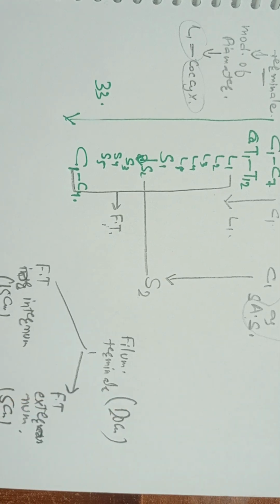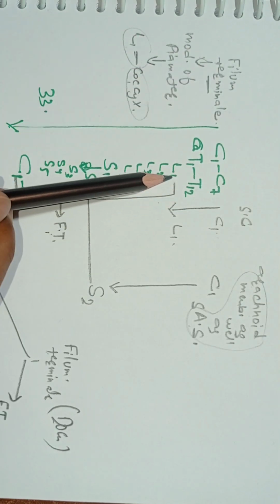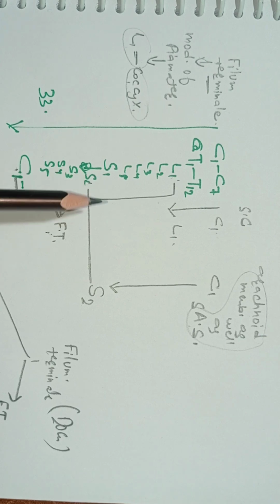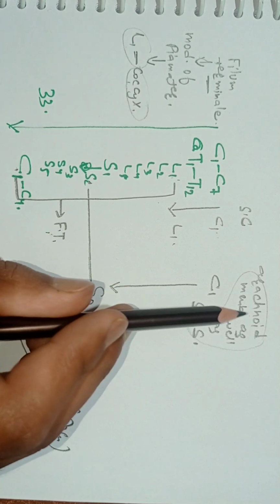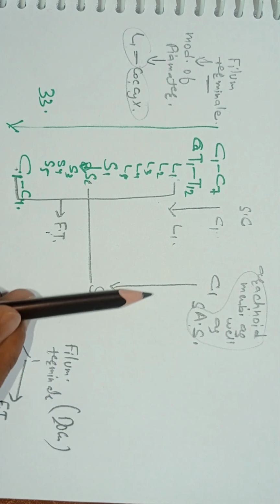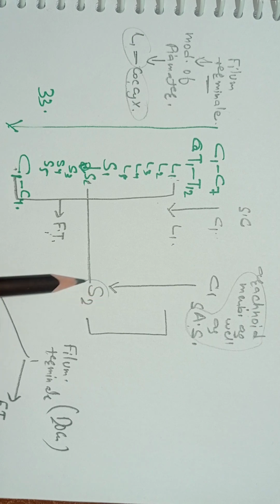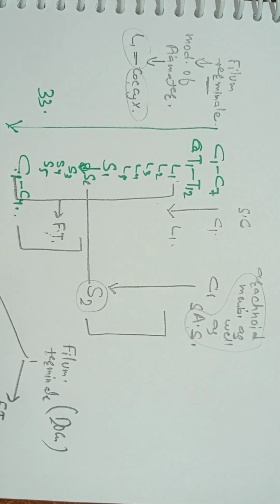We know the filum terminale extends from L1 to the coccyx. But the part from L1 to S2 is called filum terminale internum, and the part from S2 to the coccyx is known as filum terminale externum. Why up to the level of S2? Because of the arachnoid membrane, which extends from C1 to S2.